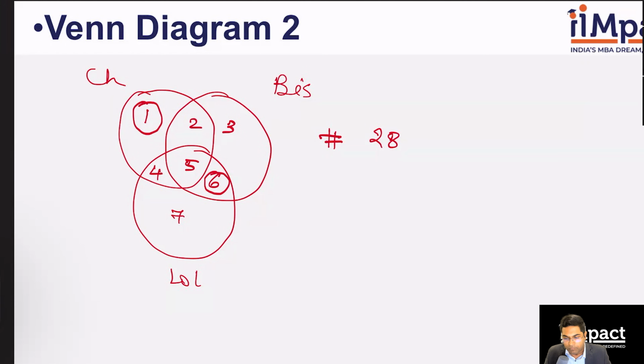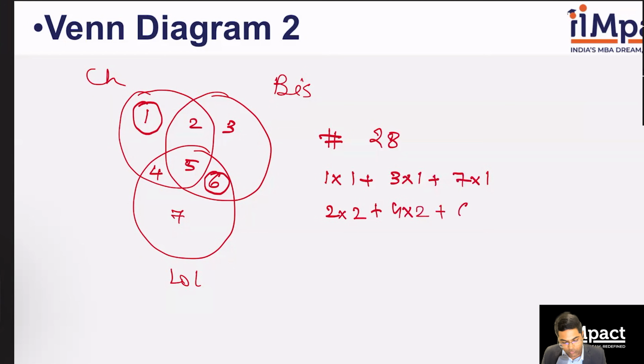So, if I have to calculate the total number of items which were sold, it will basically be 1 into 1 plus 3 into 1 plus 7 into 1, plus 2 into 2 plus 4 into 2 plus 6 into 2, and whole of this will be added with 5 into 3, which will give you 50. Fair enough. This is the approach.